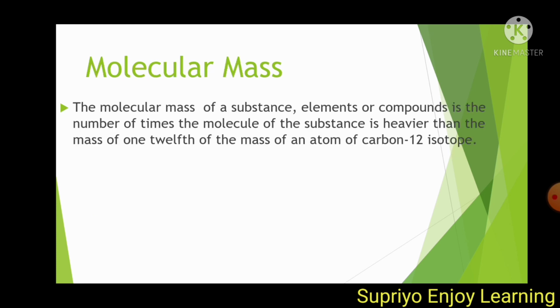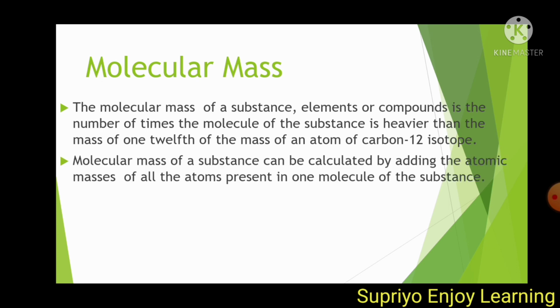So the molecular mass of a substance, elements or compounds, is the number of times the molecule of the substance is heavier than the mass of 1/12 of the mass of an atom of C12 isotope. The molecular mass of a substance can be calculated by adding the atomic masses of all the atoms present in one molecule of the substance. The molecular mass we'll discuss now with an example.